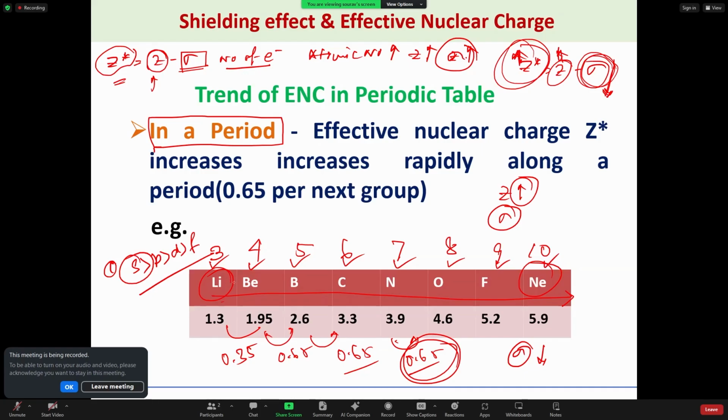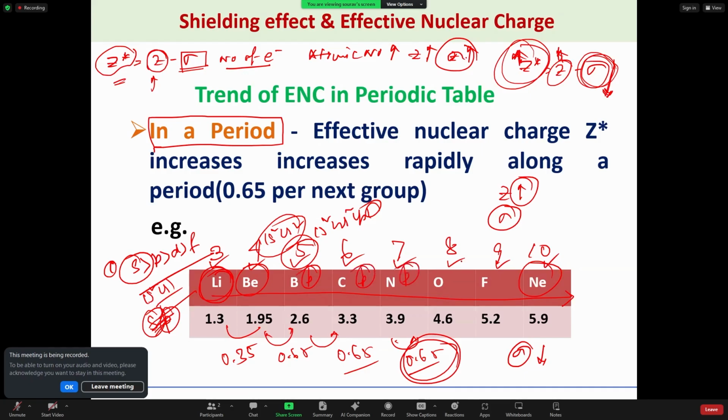So for lithium, only the s orbital is there. No, sorry, there the p orbital is also there. But for beryllium, there are 4 electrons. So 1s2 2s2, so these are the s orbitals. When going to boron, then 1s2 2s2 and 2p1. Then the p orbital is coming here. Here is the p orbital.